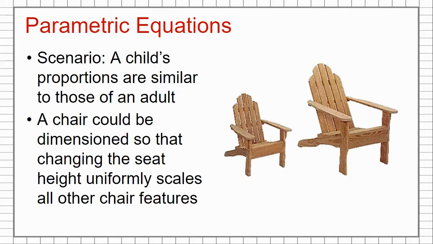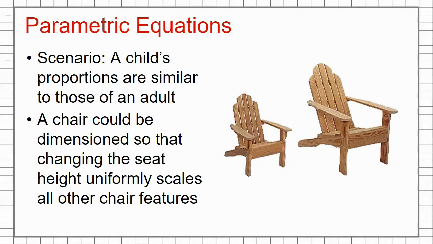Another good example of where parametric equations might come in handy. A child's proportions are similar to those of an adult, but they're just smaller. So if you were designing a chair for a child and you already have an existing chair model for an adult, you could resize and reproportion the entire child's chair with just one quick update to your CAD model if it was designed with parametric equations in the first place.